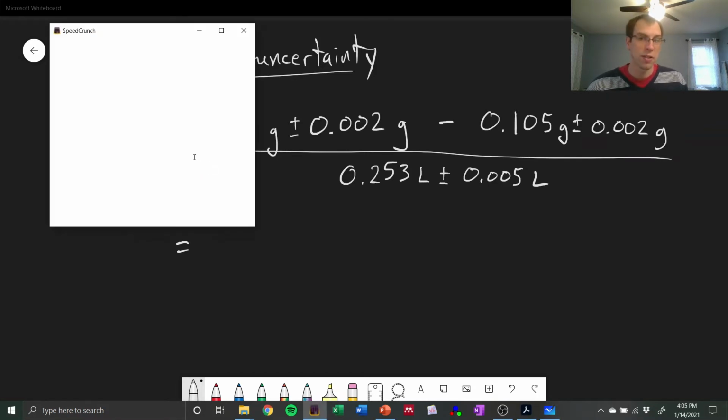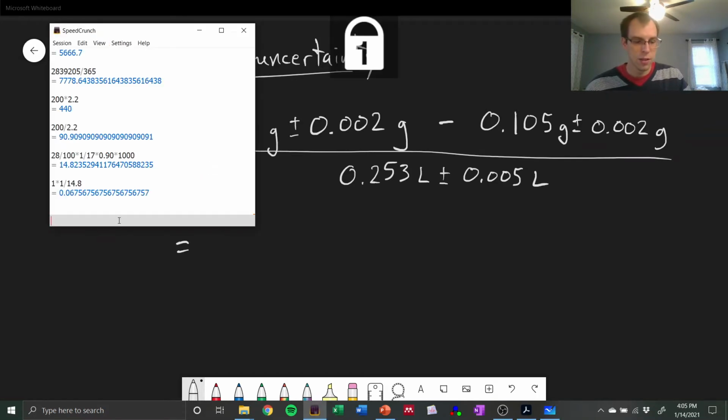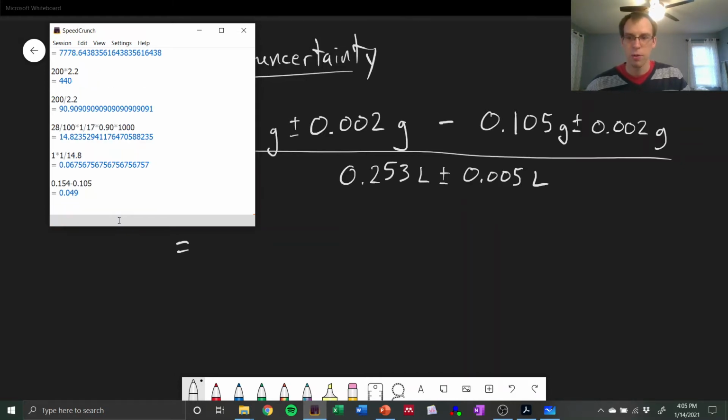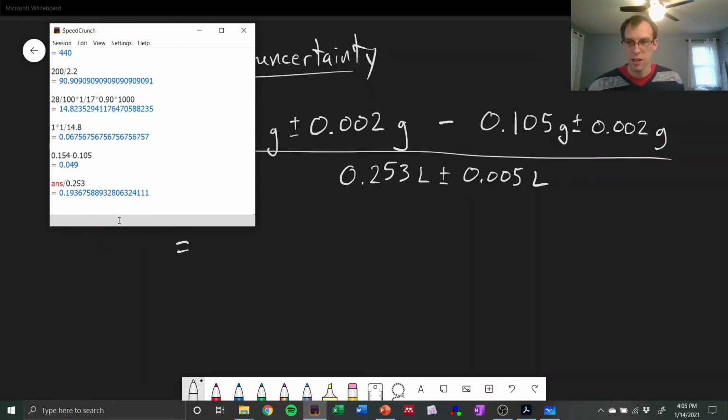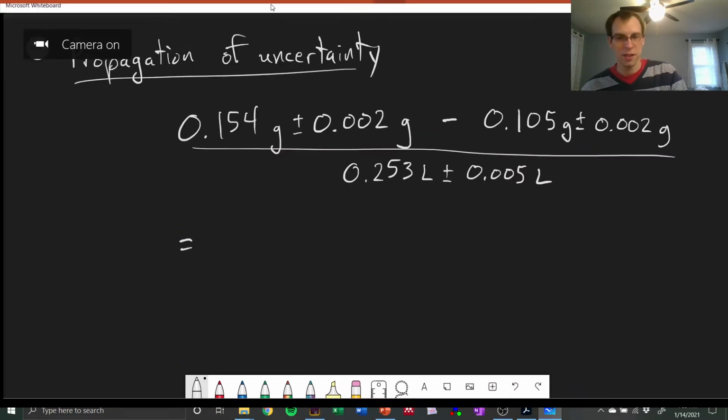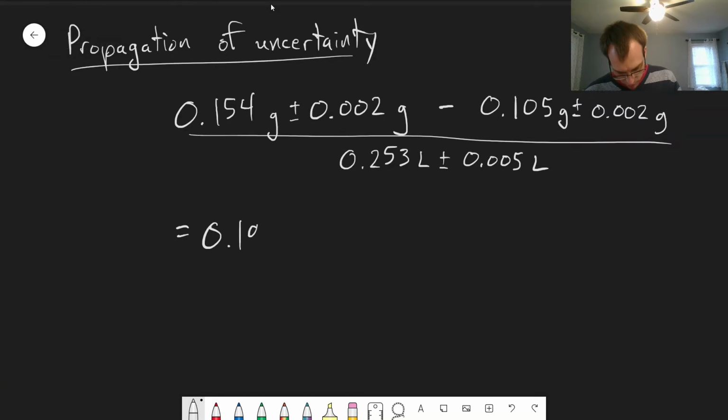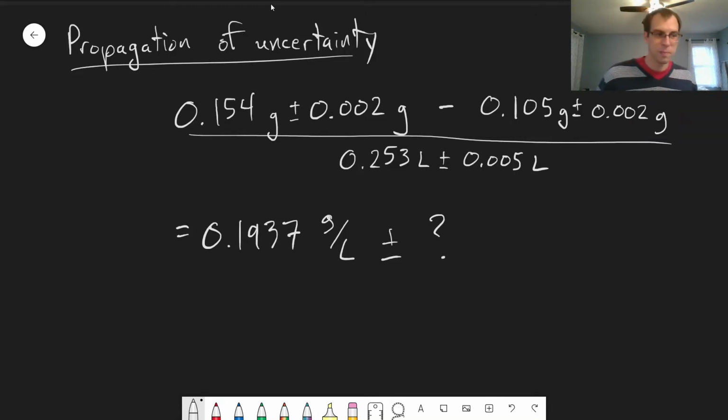So let's just go ahead and calculate what the final result is. 0.154 minus 0.105, so that's 0.049 grams divided by 0.253. So we get a concentration that is 0.19, and let's see, this should have like two significant figures. We'll keep some extra ones just in case. 0.1937. We'll keep extra ones and round at the end. 0.1937 grams per liter. And the question is, how do we figure out what's the uncertainty in this final value?